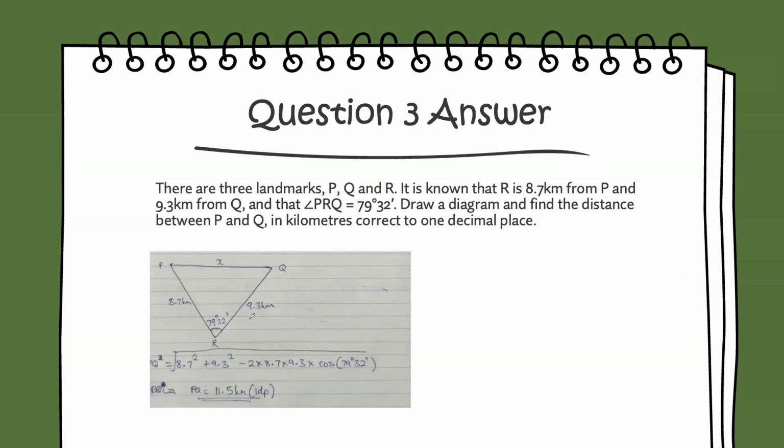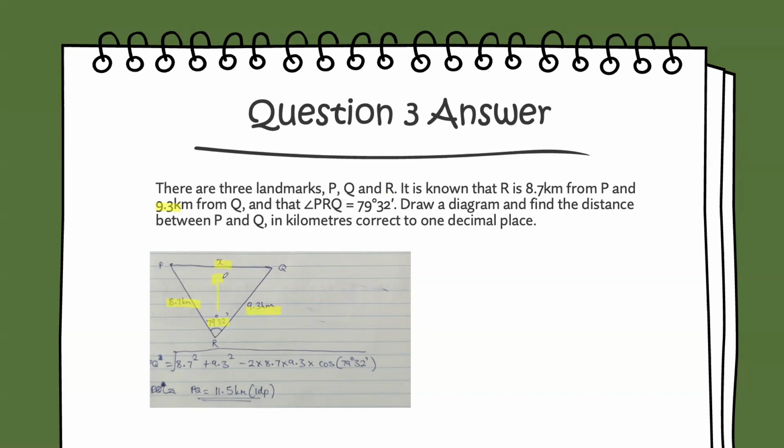So we've got 3 landmarks. We've got our P, Q, R. We know the distance from P to R is 8.7 kilometers, which I've shown here. And the distance between P and Q is 9.3 kilometers, which I've shown here. And that angle PRQ is 79 degrees and 32 minutes. Now from this information, we're going to find x. So again, we have an angle, we have the 2 adjacent sides, and we just need to find the opposite side.